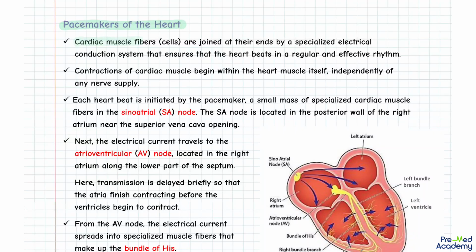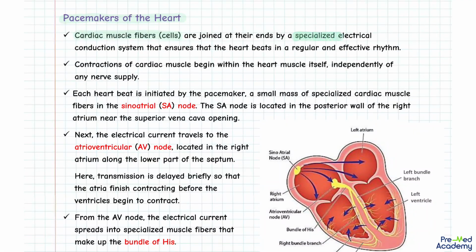Cardiac muscle fibers and cells are joined at their ends by a specialized electrical conduction system, which ensures that the heart beats in a regular and effective rhythm. They contract when given an electrical command to do so. And there is a whole system in place to give these commands. Contractions of cardiac muscle begin within the heart muscle itself, independently of any nerve supply. This may sound obvious to some, but in a way, it actually isn't.